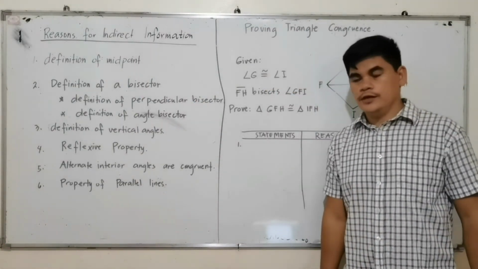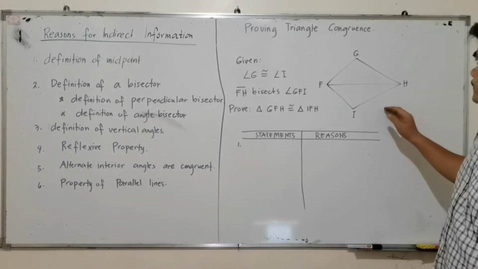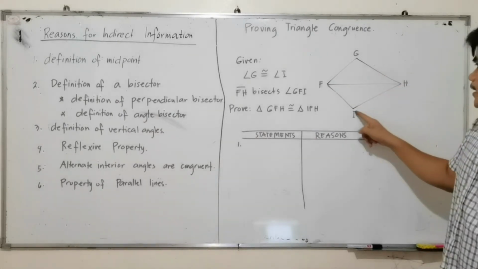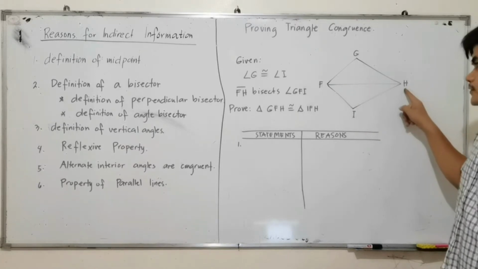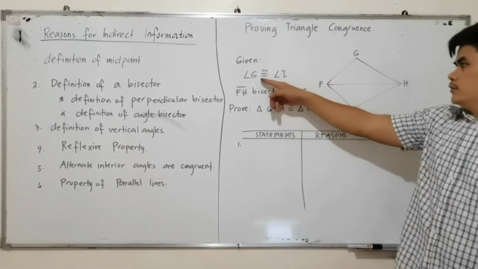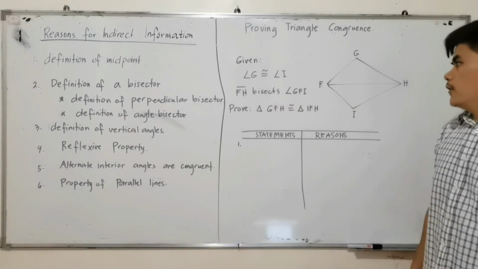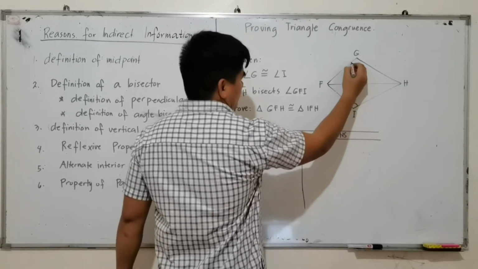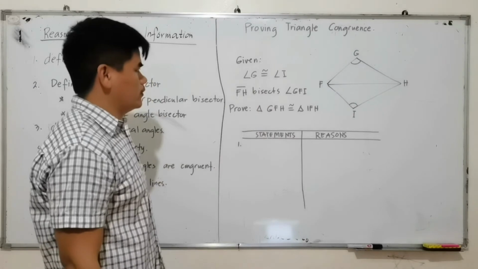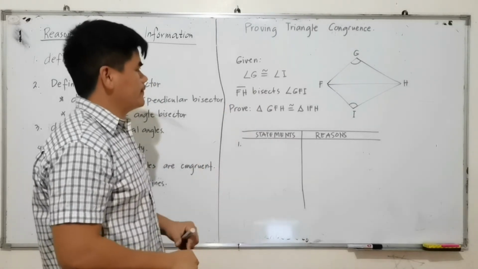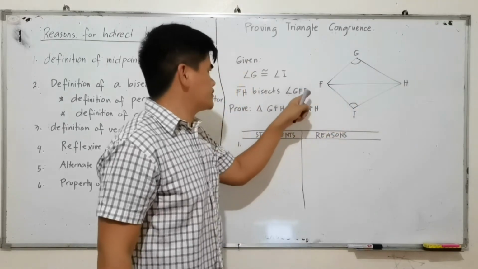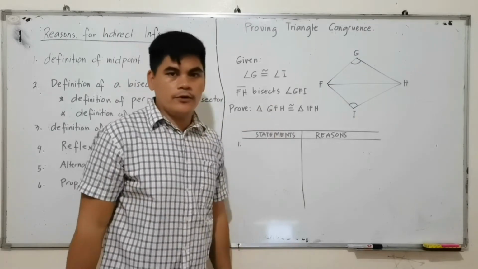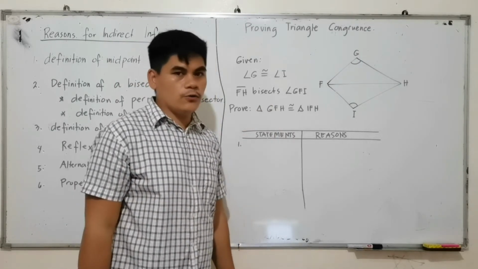Okay, we have another example here. We have this figure, triangle GFH and triangle IFH. Now we have the given information. Angle G is congruent with angle I. So we will mark the congruent parts. Angle I and angle G are said to be congruent. Another given information is that FH bisects GFI. Take note, the word is bisect, therefore there are angles which are congruent.